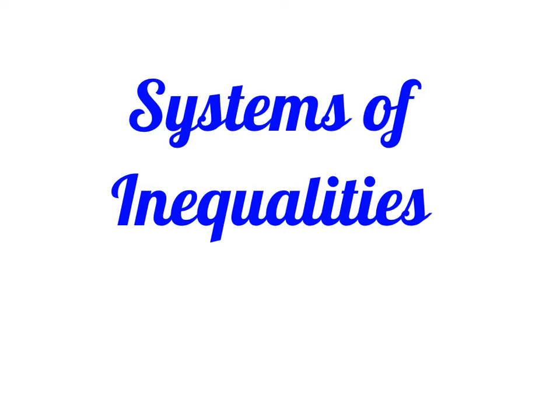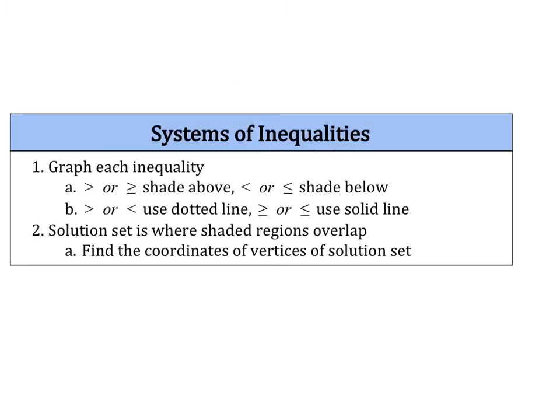Hi everybody, today we're going to talk about systems of inequalities. So here's just a general overview of how to graph a system of inequalities. First, you're going to graph each individual inequality, just remembering that if you see greater than or greater than or equal to, that means to shade above your line. If you see less than or less than or equal to, you shade below your line.